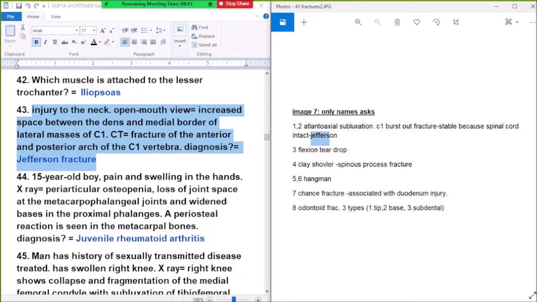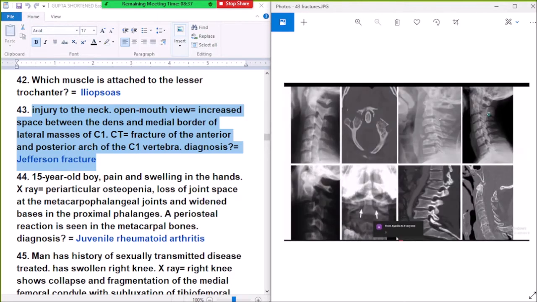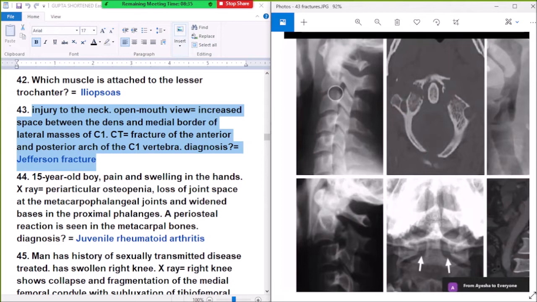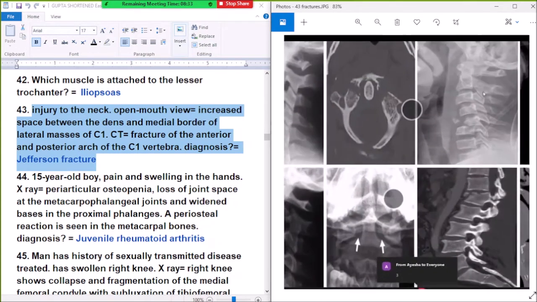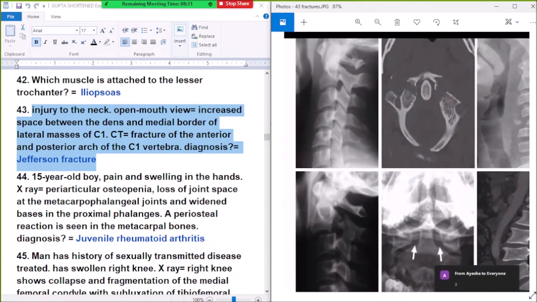Jefferson fracture is an axial load C1 burst fracture, stable because the spinal cord is intact. Now, on open mouth view, you will see increased space between the dens and the medial border of the lateral masses of C1. CT shows fracture of the anterior and posterior arch of the C1 vertebra. Diagnosis: Jefferson fracture.